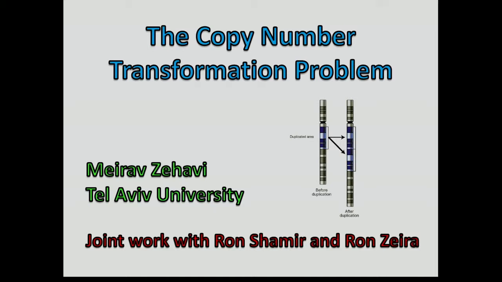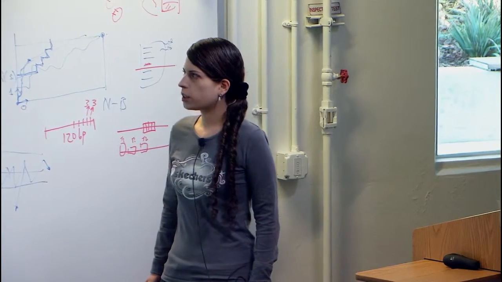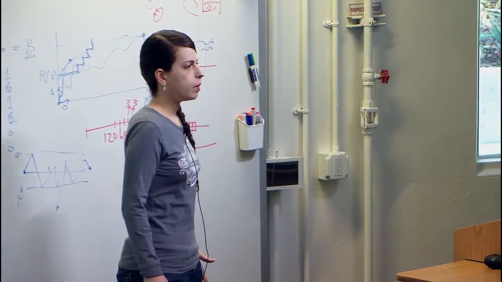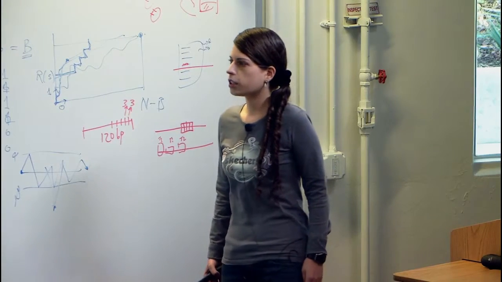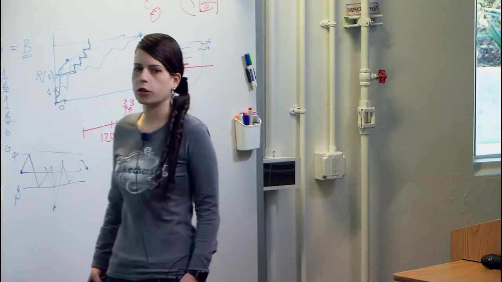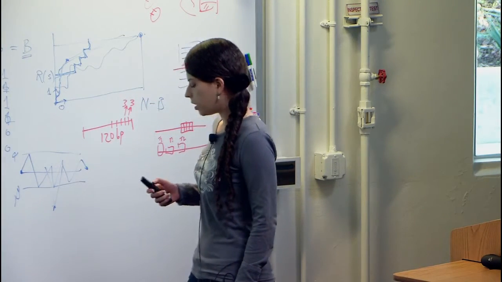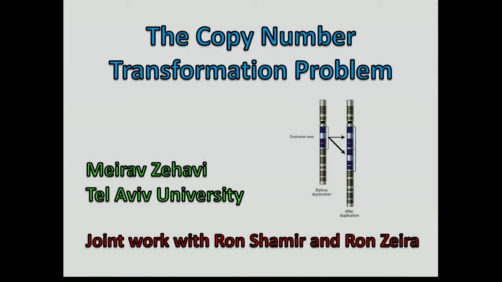I'm going to talk about the copy number transformation problem. I will first present the definition of this problem and its relevance to this workshop. Afterwards, I will discuss the algorithm we obtained to solve it efficiently. This is joint work with Ron Shamir and Ron Zehavi from Tel-Aviv University.